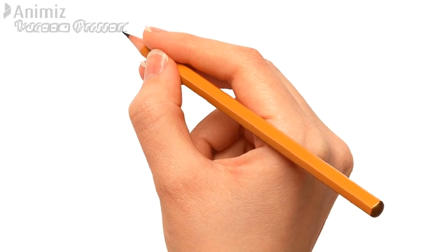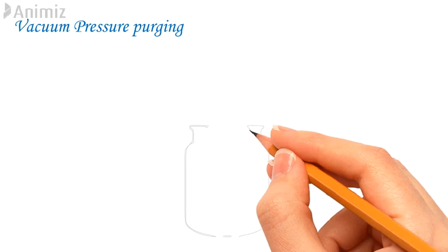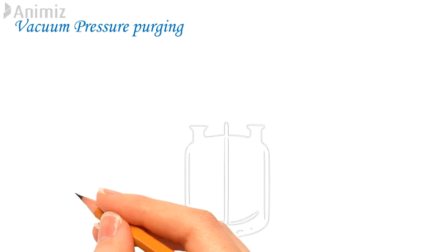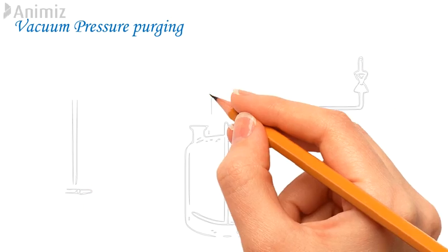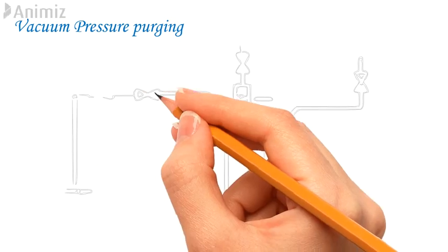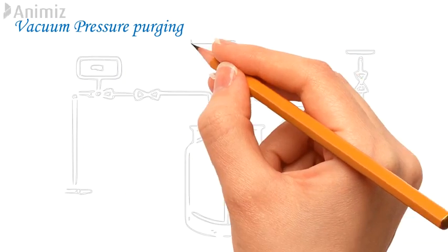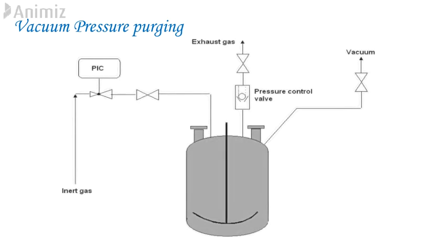Vacuum pressure purging: the vessel is evacuated by vacuum and then pressurized with nitrogen to a set value. The nitrogen pressure is broken by vacuum. The cycle is repeated until the required LOC is achieved. Advantages: less nitrogen and less time required than pressure purging and flow through purging.